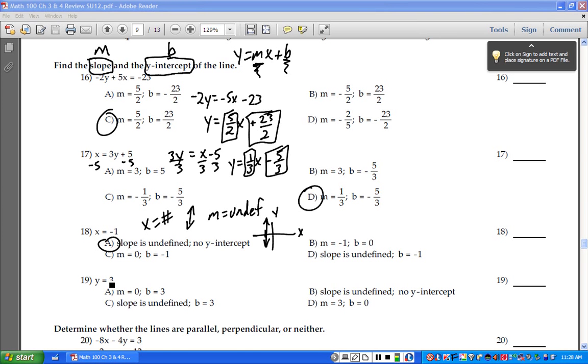In contrast, y equals some number. Anytime y equals a number or a constant, you have a horizontal line, and all horizontal lines have a slope of 0. So if y is 3, you draw your horizontal line through y as 3, and you notice that it's touching the y-axis at 3. So slope is 0, and your y-intercept is 3. Slope is 0, b is 3. There you have it.